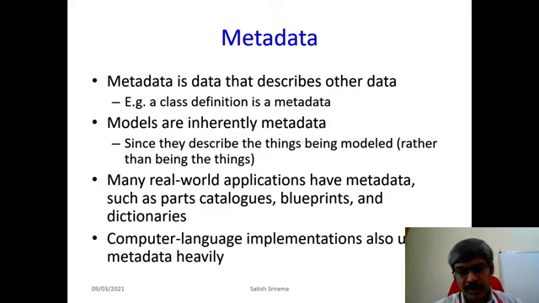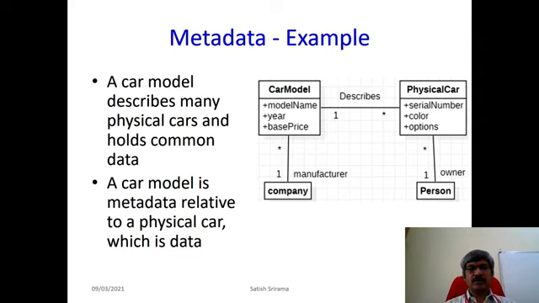So computer languages and implementations also use this metadata heavily. Let's see where they are being used. Think about an example like this one. Here is a car model. The car model has a model name, and the year it belongs to. It will have a base price and it will be manufactured by a company. The company to the car model is an association.